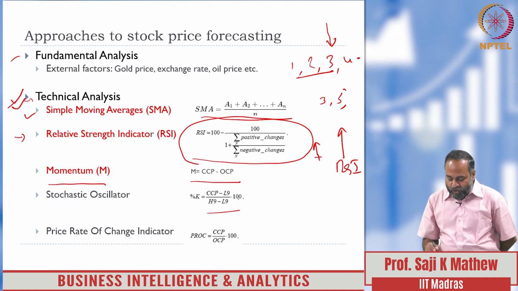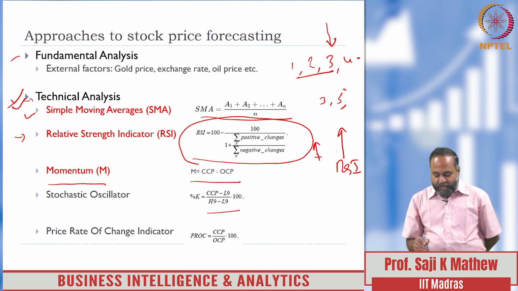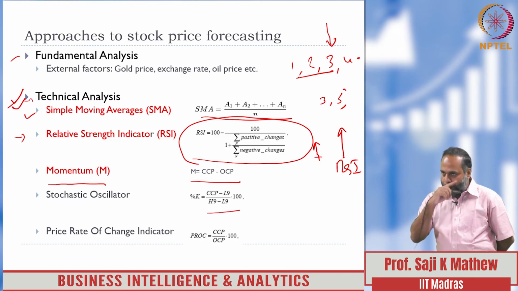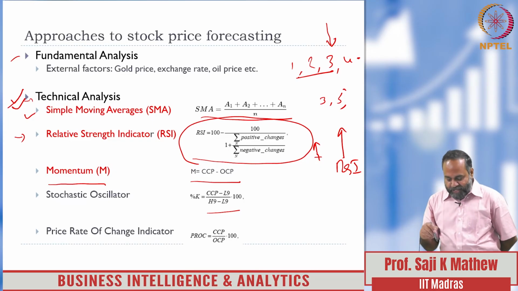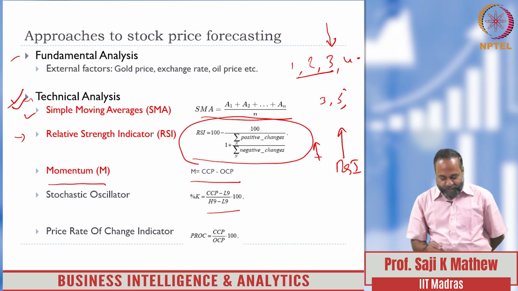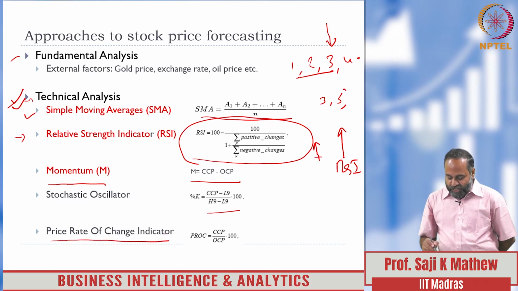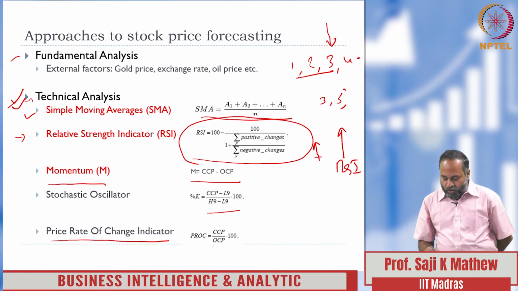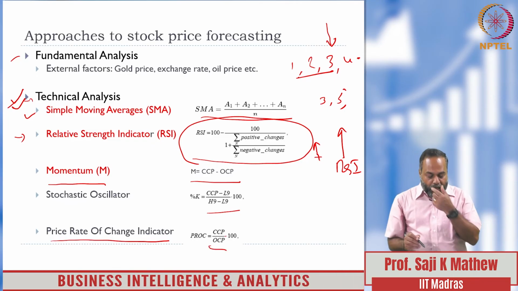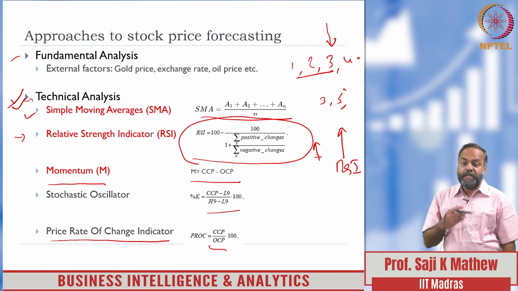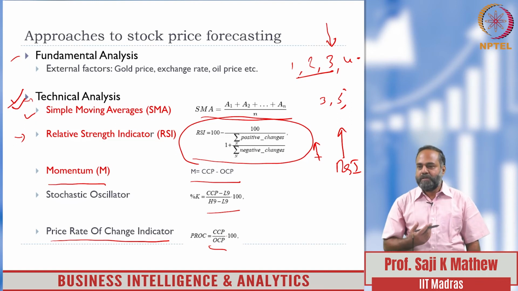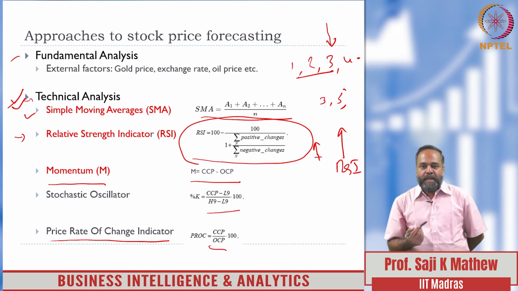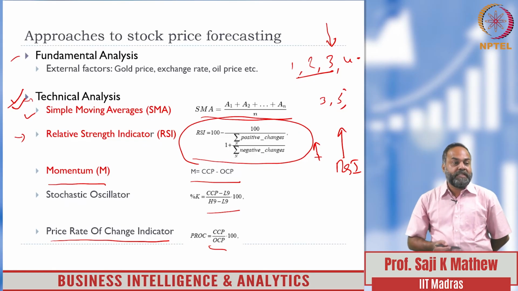there is the stochastic oscillator, again CCP minus the lowest in 9 periods, divided by the highest in 9 periods minus the lowest in 9 periods, into 100, and then the price rate of change indicator, which is current closing price minus old closing price with respect to a period. So you can see that all these are indicators of the movement of a time series rather than the series itself. And you may wonder why you have these different indicators.